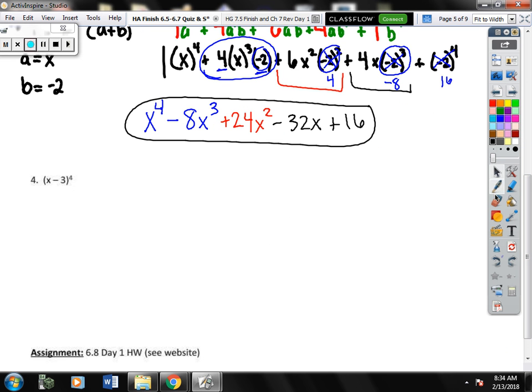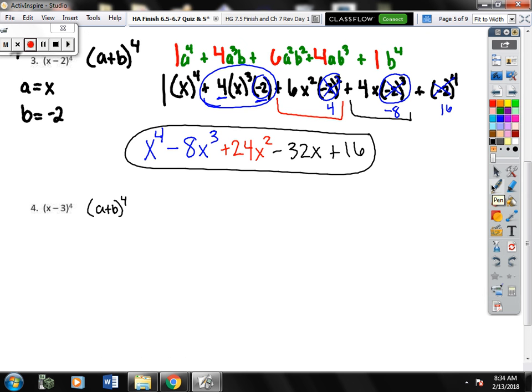All right, let's try the last one. I'll set it up for you, and then I'm going to let you guys finish it out. So again, this is our a plus b to the 4th, which if you want, it's the same thing as what we have above, if you don't want to rewrite that step of it. But in this case, a is x, and b is a -3.